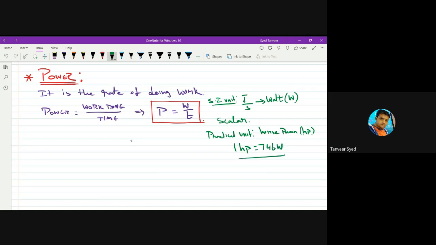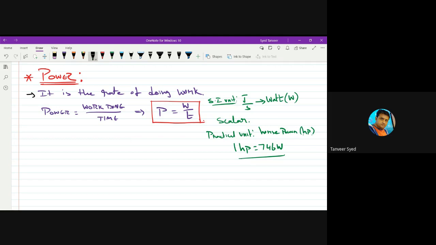You will be using this HP to describe the power of motors particularly. If you have a motor at your home, which is used to pump water, then if you ask your parents, they'll tell you what is the power rating of the motor that you have at your home. It might be half HP motor, 1 HP or 2 HP motor, depending on how high your overhead tank is. Okay. So 1 HP motor means its power rating is 746 watt, right?